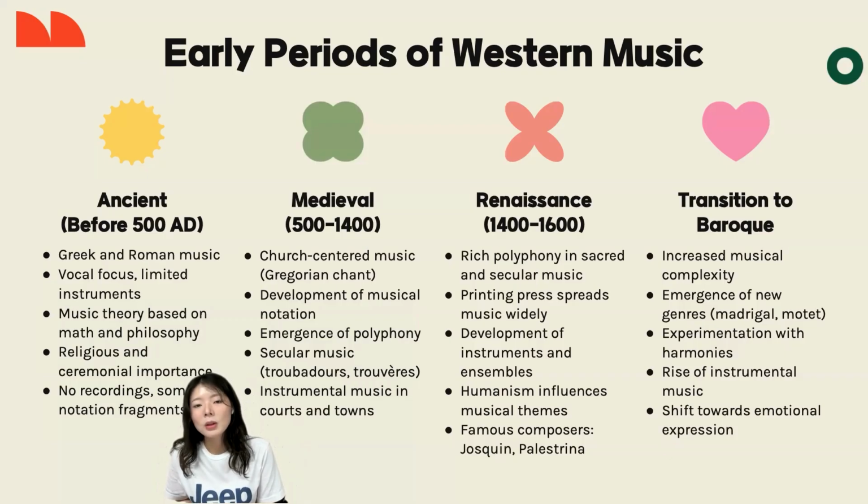In this time, the music was church-centered. That means music was generally for the church. They played music in church, okay? At that time, they had the thing called the Gregorian chant. It is similar to the church hymns of now. So it was one voice chant.